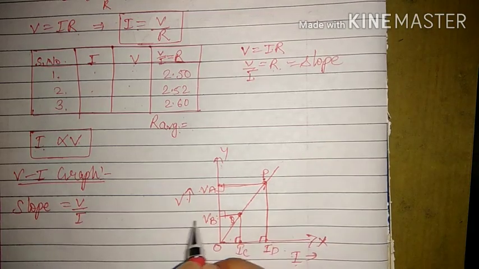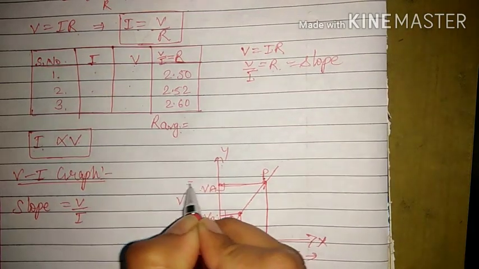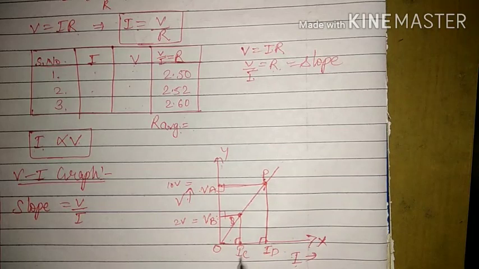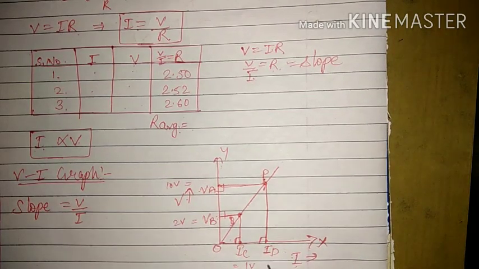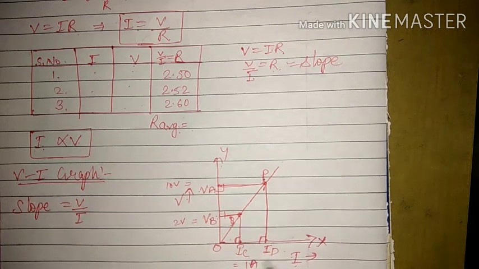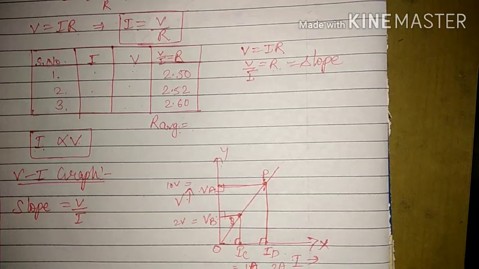That means you can consider here it is 2 volt and here it is 10 volt, or you can consider that here it is 1 volt, or here it can be 1 ampere, or it can be 2 ampere, like that. So these will be the numerical values.